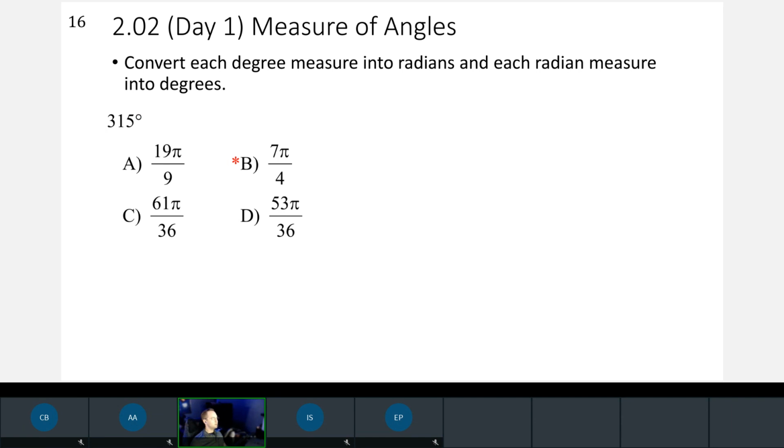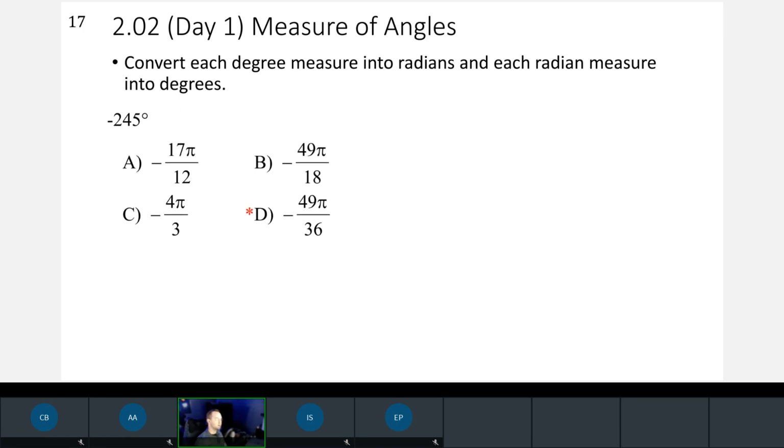All right, converting this into radians, we multiply by pi over 180. Without looking it up, we know it's pi on top because we want our answer in radians, and pi is in the numerator for radians, almost always. And that's how we get 7 pi over 4. This one here, again, multiply by pi over 180. Just type that in and you get your answer.